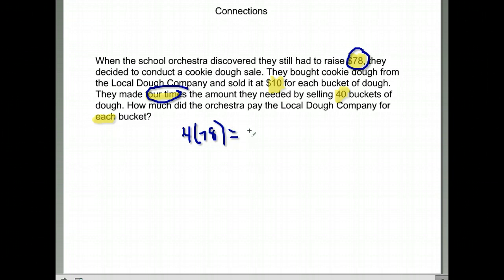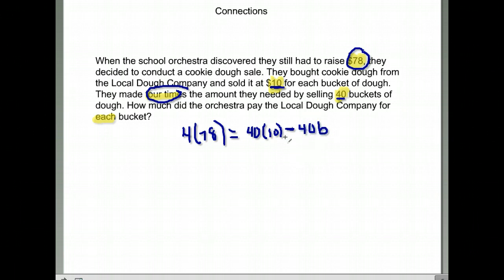Well, how did they get that money? They sold each bucket of dough for $10 a bucket, and they sold 40 buckets. So they had 40 buckets, they sold them for $10 a piece. Okay, but they did have to pay something to the cookie dough company. So we have to subtract from that the amount they paid the cookie dough company. Again, they paid them per bucket. So there were 40 buckets, and we don't know how much we paid them.